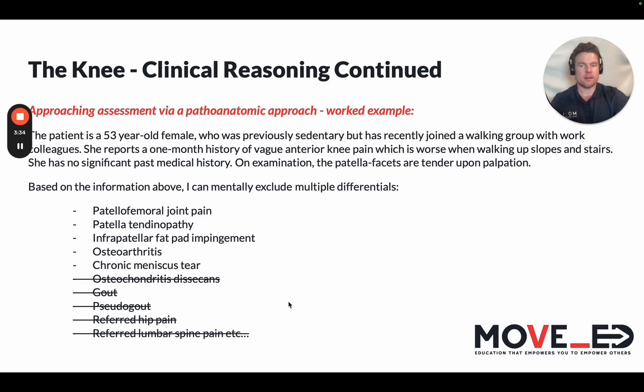Now, if I apply my approach, we're now looking at a case of a 53-year-old female who was otherwise previously sedentary but has more recently joined a walking group. She has a 1-month history of anterior vague knee pain and is worse when going up slopes or stairs, and she has no other significant past medical history. Upon examination, the patellar facets are tender on palpation. So what we can see here is that instantly, based on that relatively limited amount of data that we've gathered, we can almost rule out a number of the differentials that are listed down below.